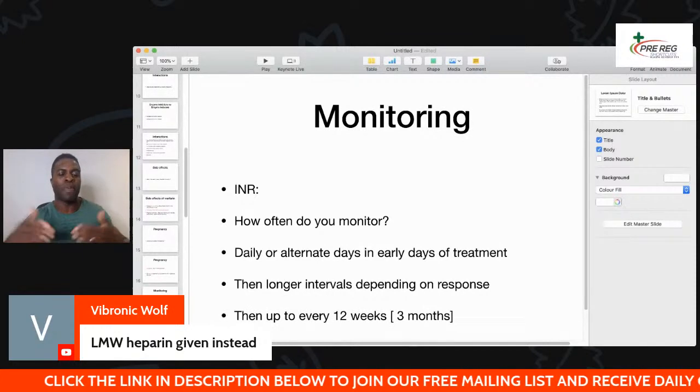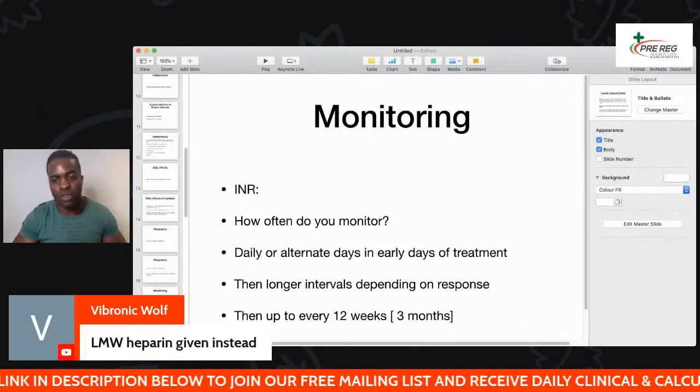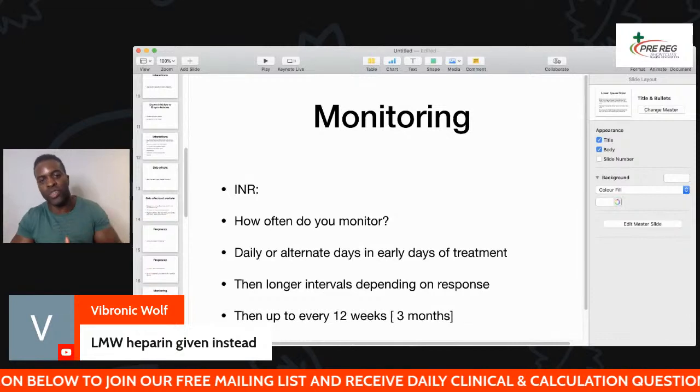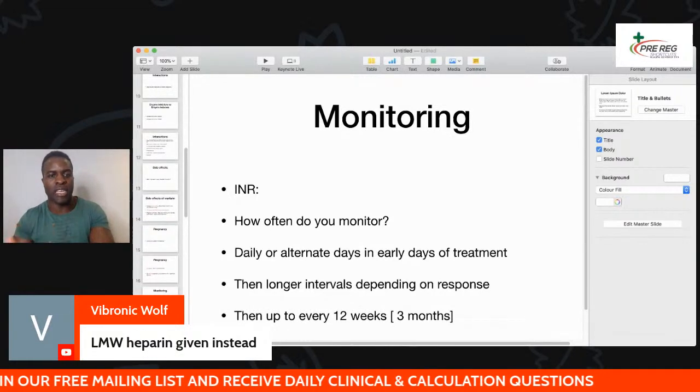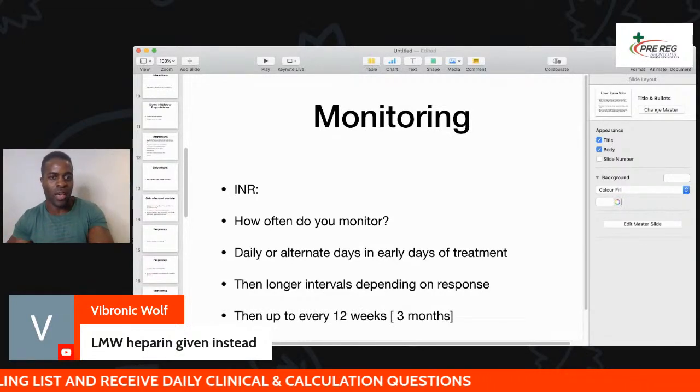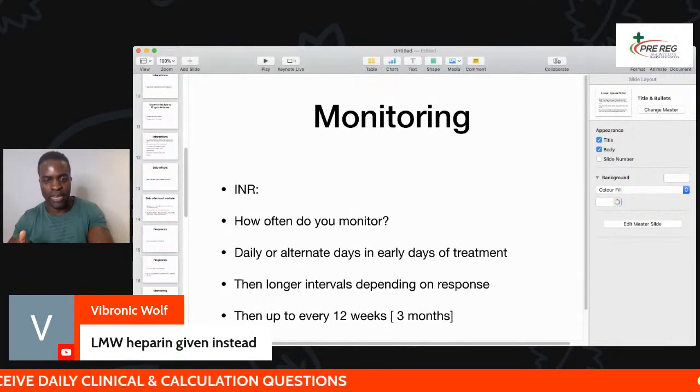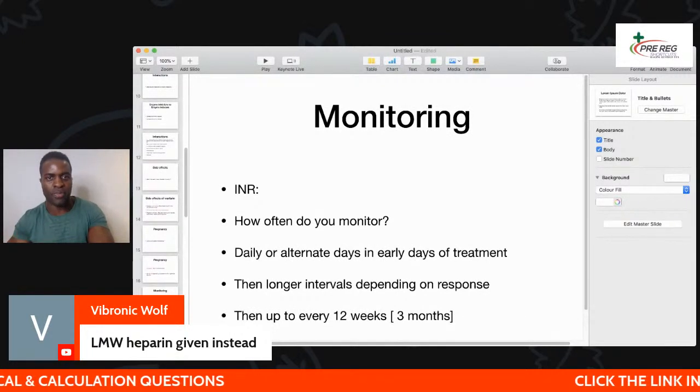So many patients now that are stable on warfarin, you do the INRs every 3 months. They don't need to do it every day or every other day. It's just at the beginning where you need to do it every day or every other day. But generally, once it's stable, then you can have an INR every 3 months.